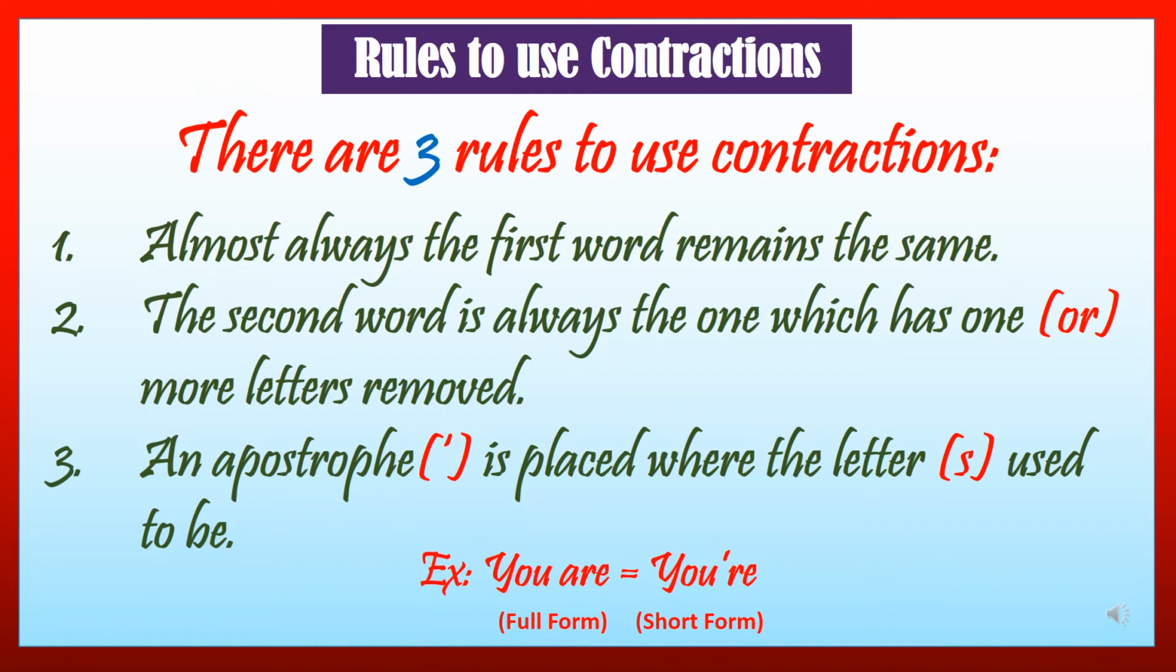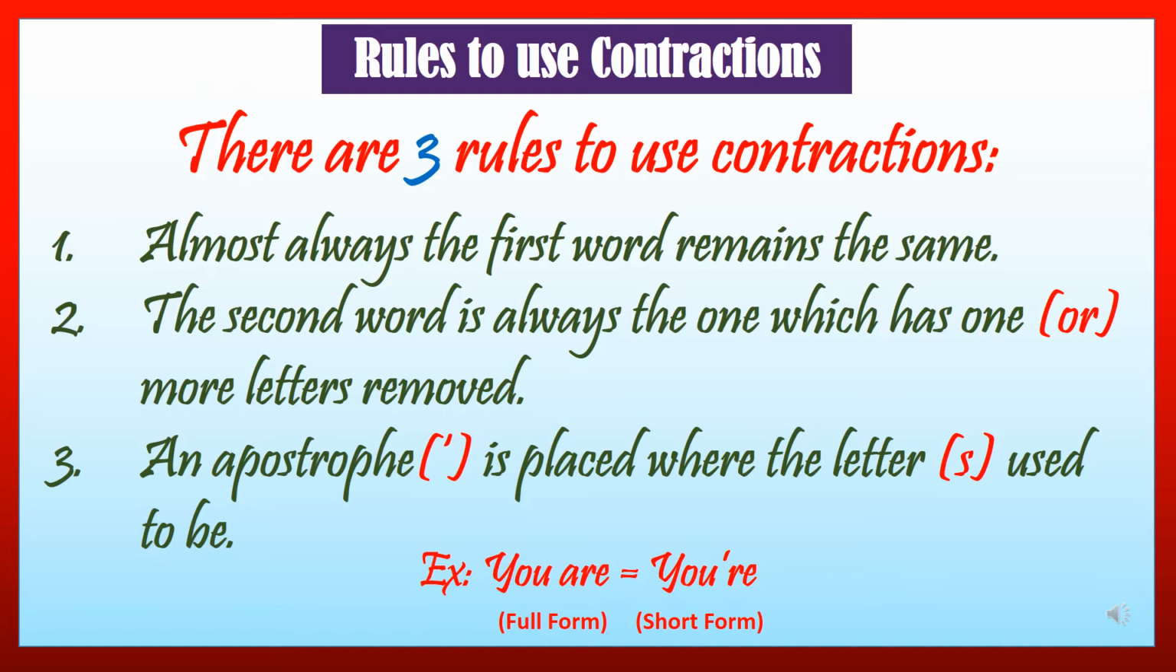Students, there are certain rules to be followed while framing the contractions. There are 3 rules to use contractions. The first one is almost always the first word remains the same. The second word is always the one which has one or more letters removed. Coming to the third rule, an apostrophe is placed where the letter or letters used to be.